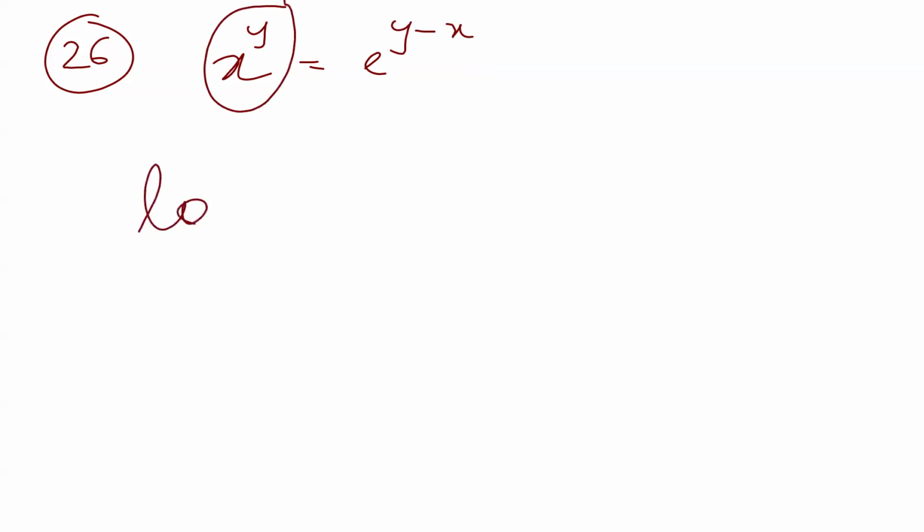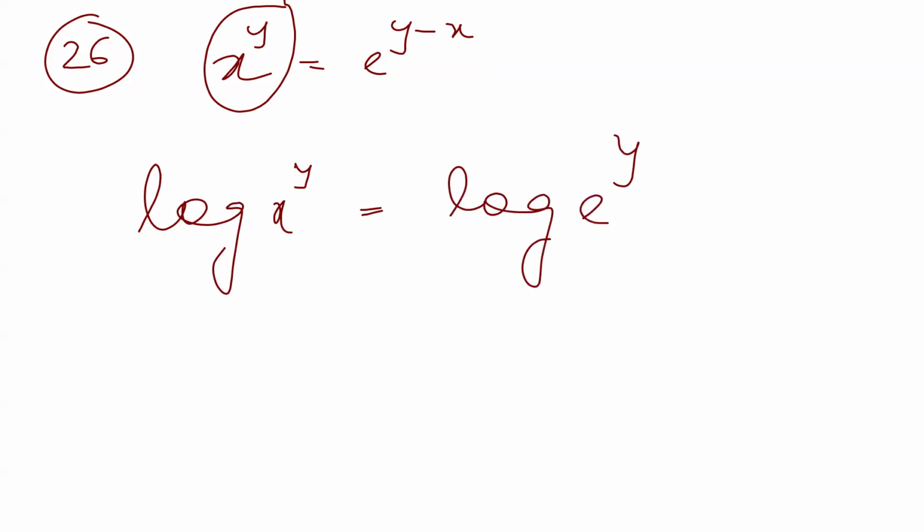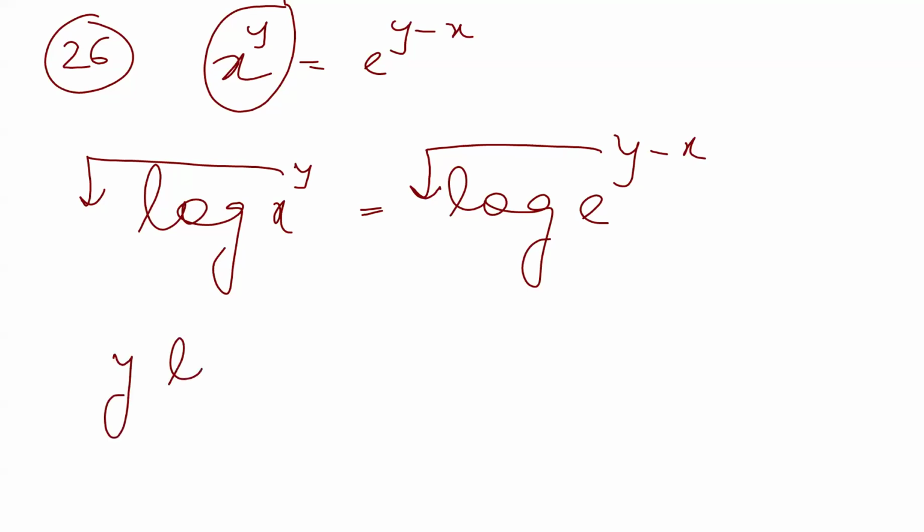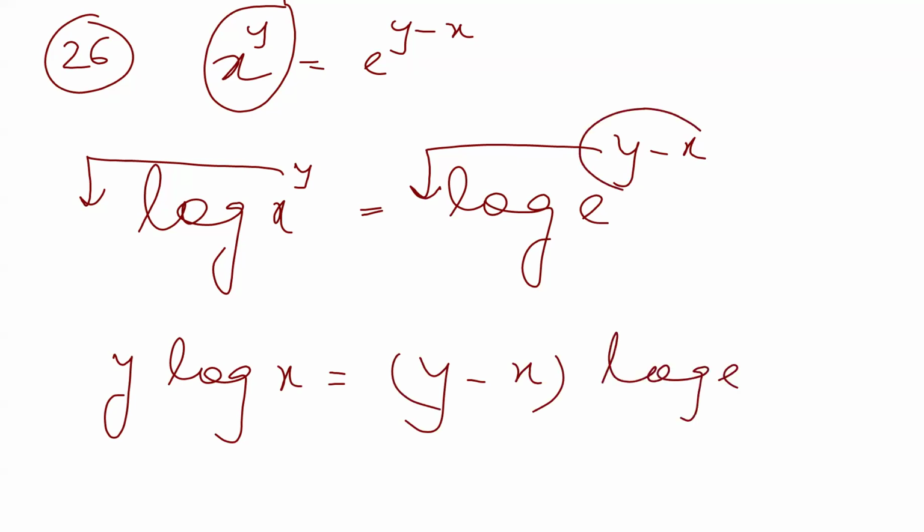So we take log, because the left hand side is base with x and power with x. y will come ahead, and y minus x will come ahead. So y log x equals (y minus x) log e. When y minus x comes ahead, I'm just putting a bracket for it.